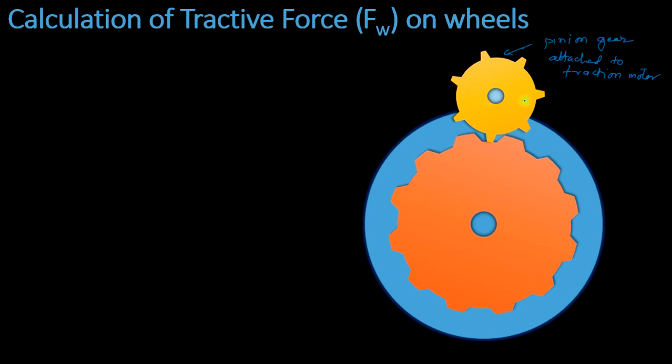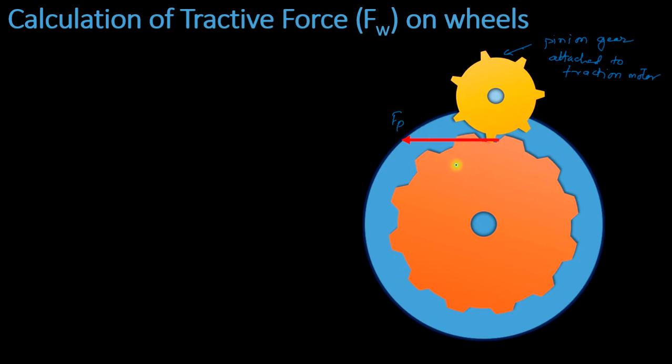Now the energy available at the pinion gear will be transferred to the gear wheel via the gearing mechanism, and the energy available at the gear wheel will be transferred to the wheel with some losses. Say a force is produced tangential to this pinion gear, which let me represent with Fp.